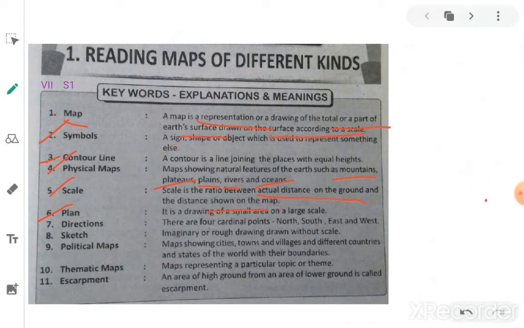So it is a rough drawing of a small area on a large scale. It is called a plan.